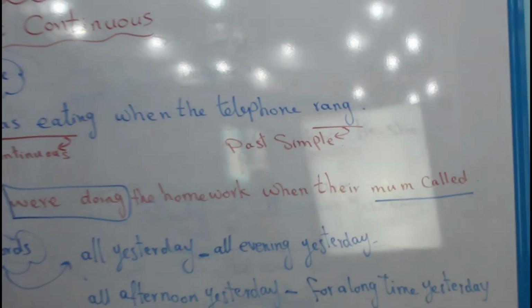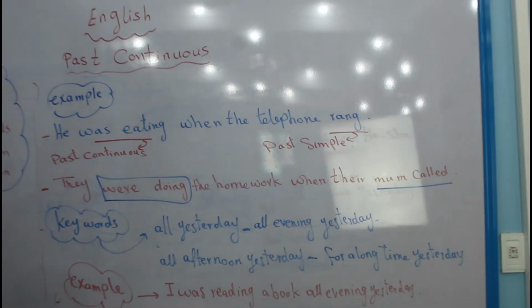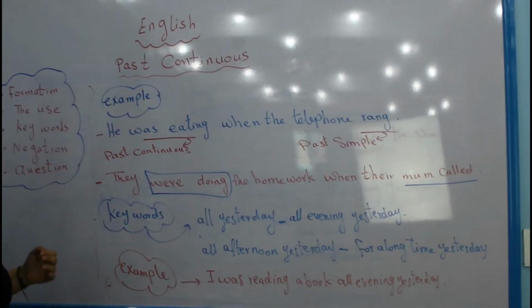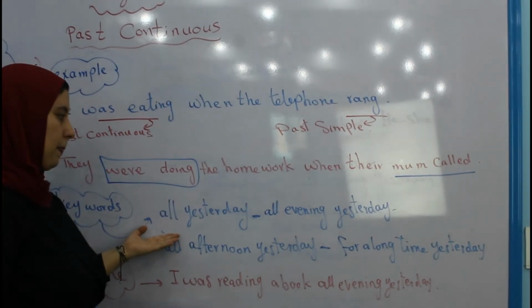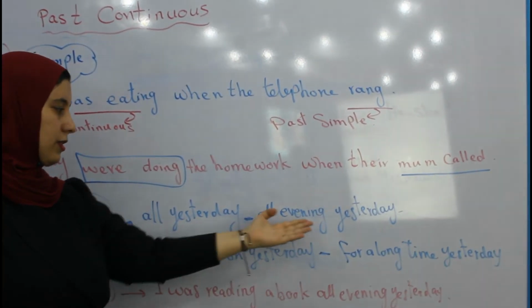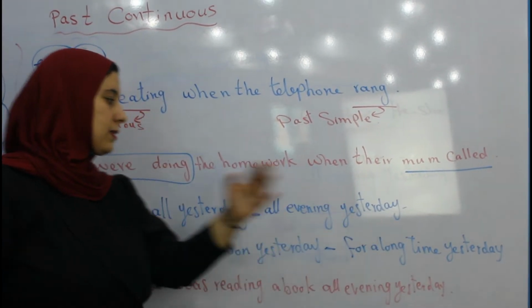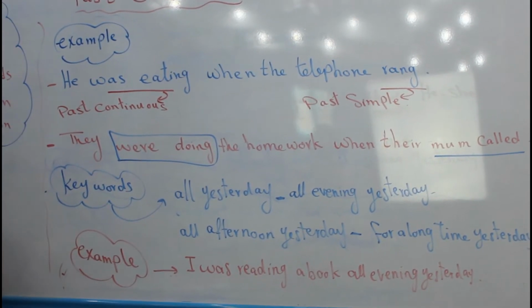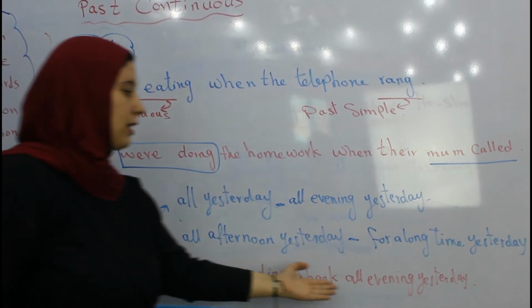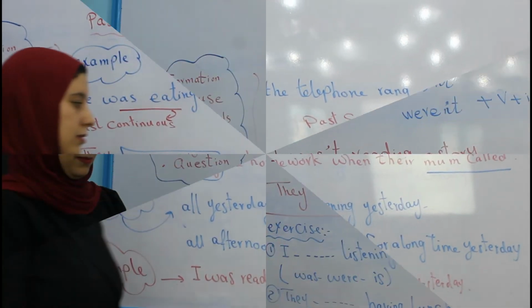Now, let's talk about the keywords. Keywords of past continuous are all yesterday, all evening yesterday, all afternoon yesterday, for a long time yesterday. For example, I was reading a book all evening yesterday.